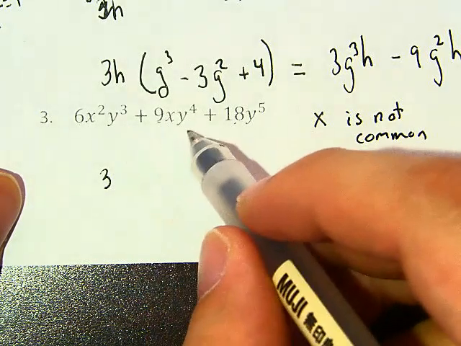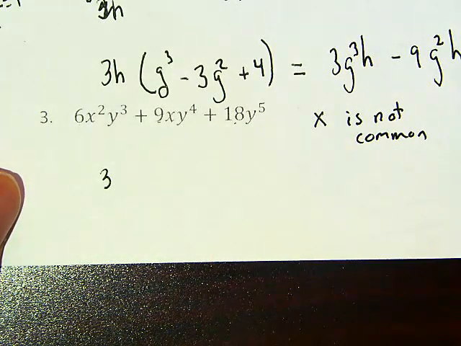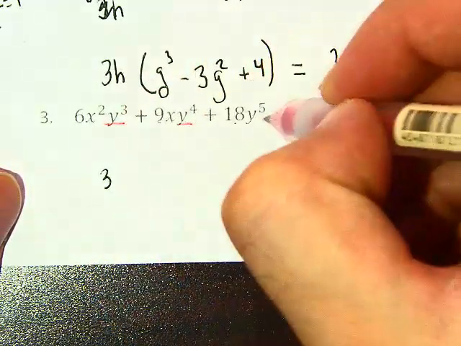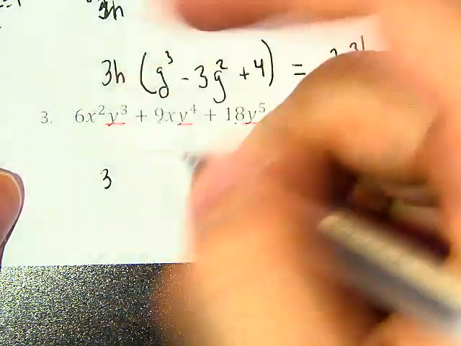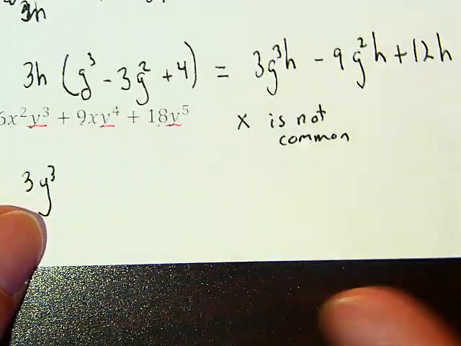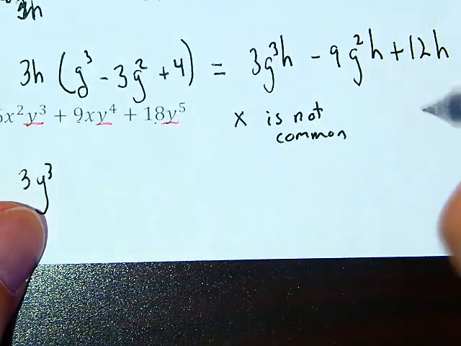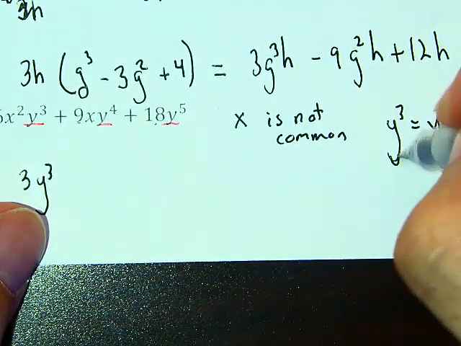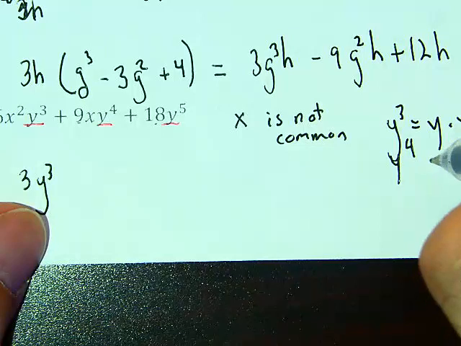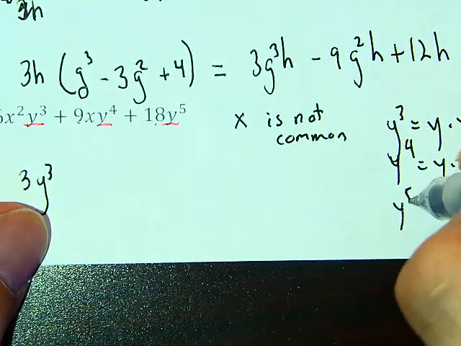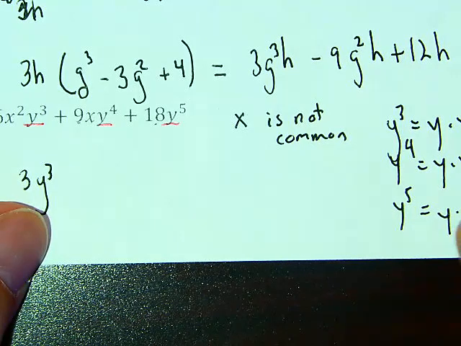What about y cubed, y to the 4th, and y to the 5th? What's the greatest common factor of this, and this? It will be y cubed. And if you want to understand why, let's just take a look at this. So y cubed is equal to y times y times y. Y to the fourth is y times y times y times y. And y to the fifth is 5 y's.